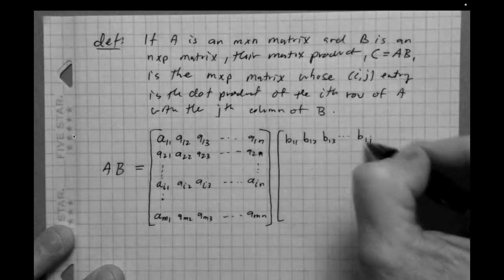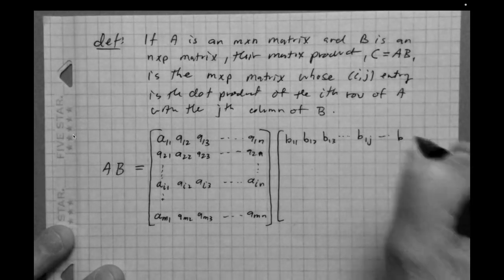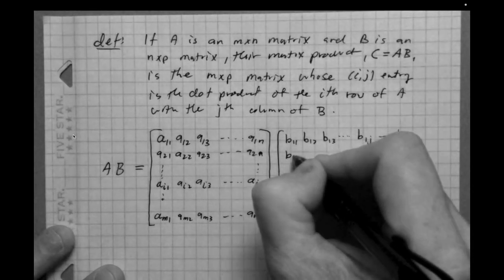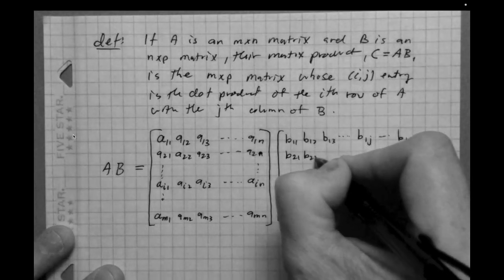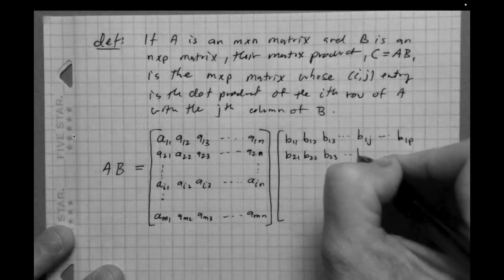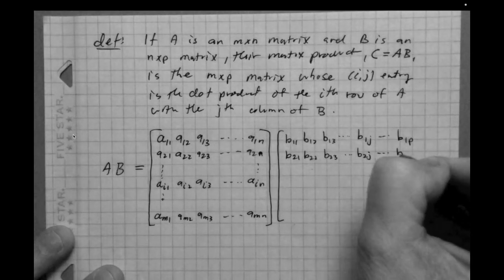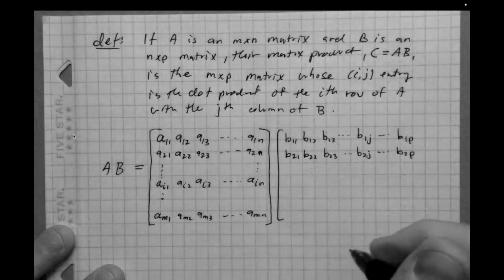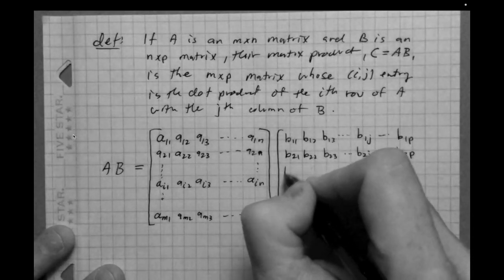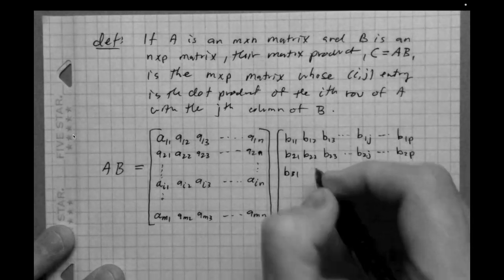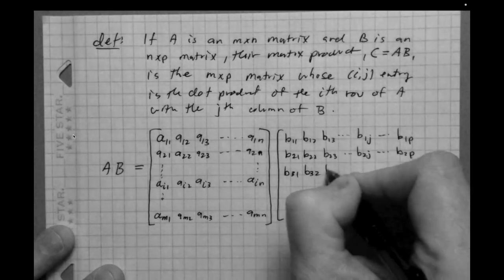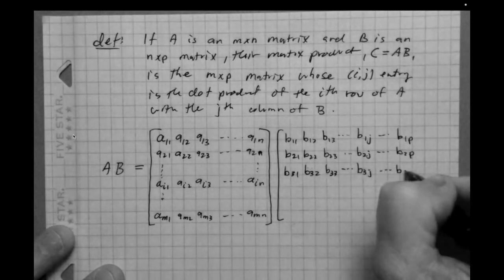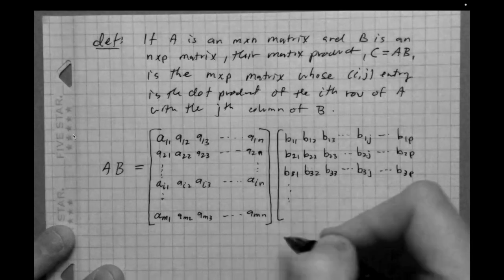That's the first row, jth entry, all the way over to B1P. Okay, let's put another row just for B21, B22, B23, dot, dot, dot, B2J, dot, dot, dot, B2P. And let's put another one just to make the picture nice: B31, B32, B33, B3J, dot, dot, dot, B3P. And then we'll just go all the way down.